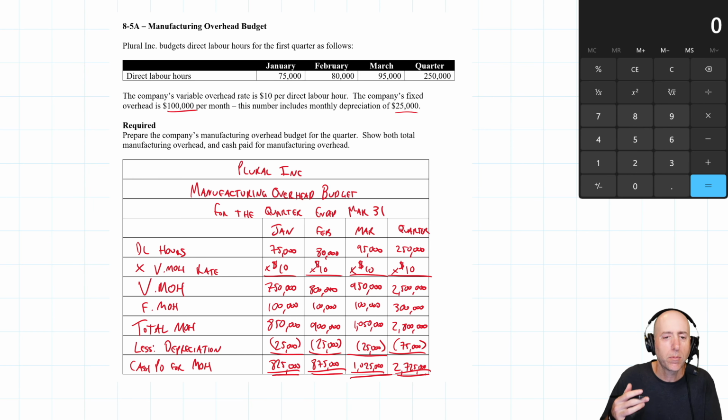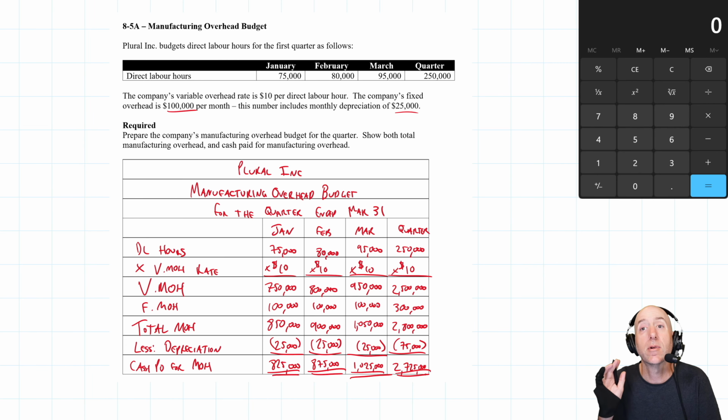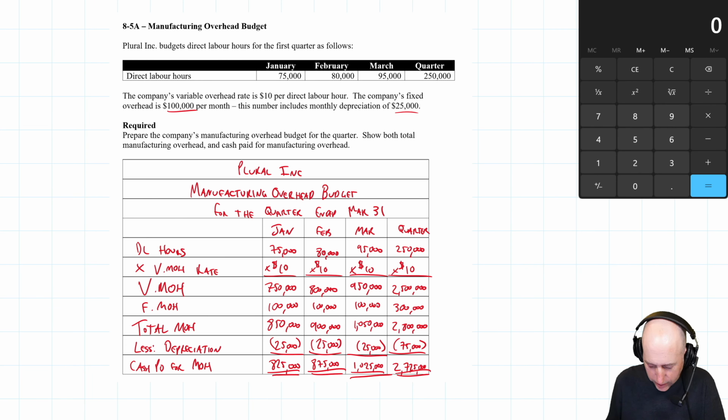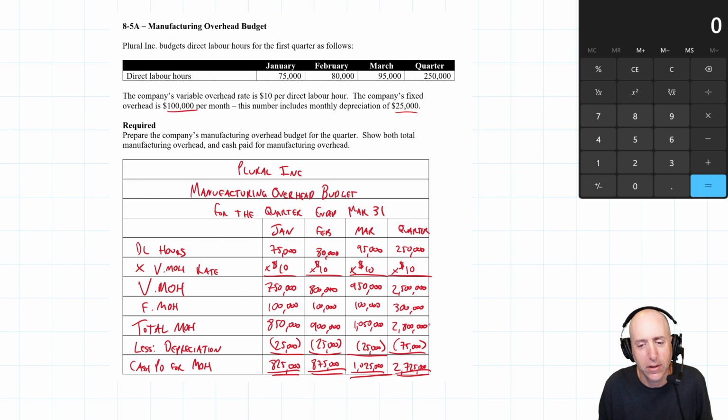And remember, these are planning tools, right? Numbers aren't going to match this perfectly in reality, but it's useful to plan. Okay, this is how much I'm planning to spend. In the quarter, I've got to spend about $2.7 million on overhead. Do I have the money to spend that, right? And as far as the total overhead goes, that's useful for costing your product, right? The total overhead cost goes into the cost of the product. So there you go. We have solved 8.5A.